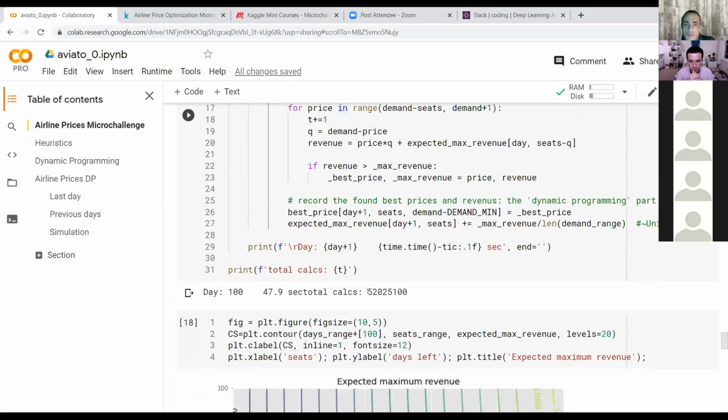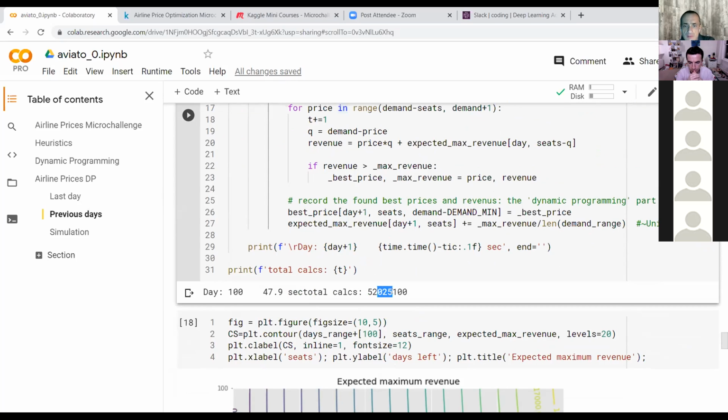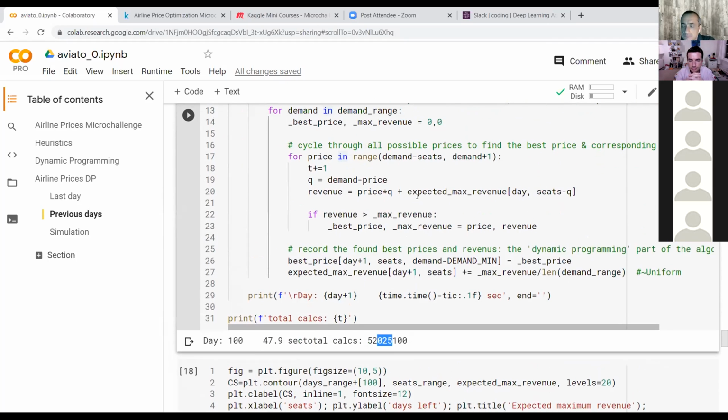Then I think in practice, here it is. Yeah. So wow, 52 million calculations. Yeah. This is for a small problem. In practice, I imagine with a real problem, you might need some sort of network or some other learned function to try and approximate this.